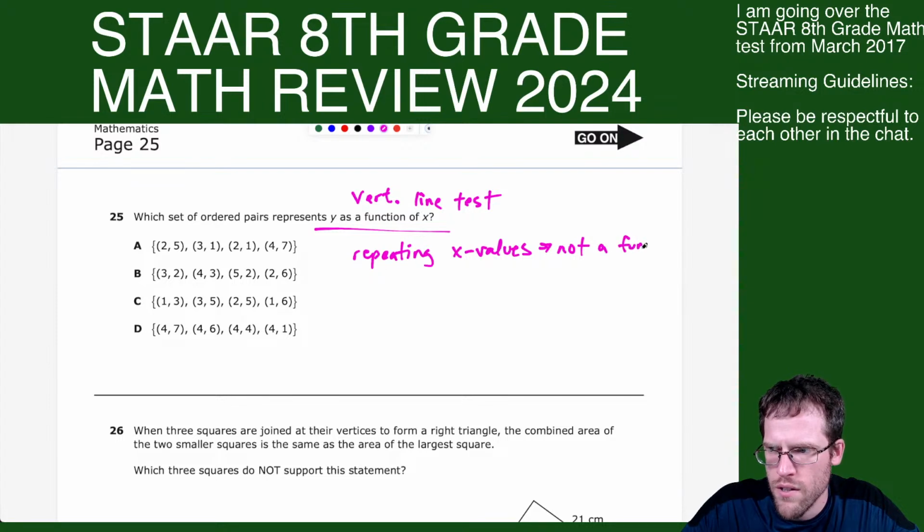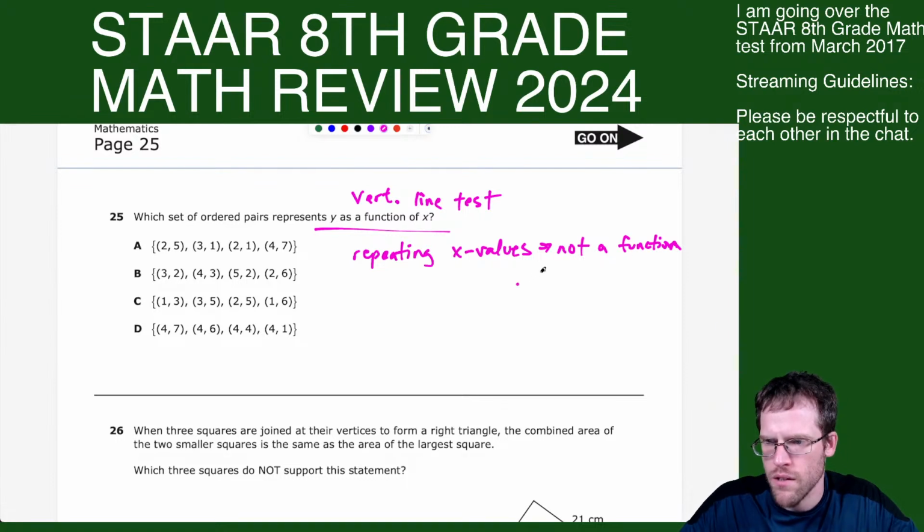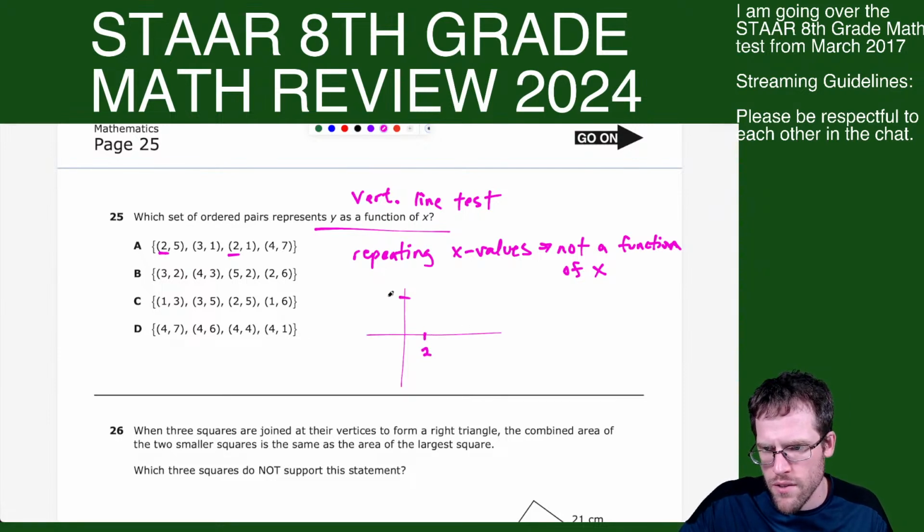And I'll explain why it's not a function of x also. So here, you see 2 shows up twice. If I were to draw this out, 2, 5 is over here, 2, 1 is down here. And I can go ahead and plot the other points, like 3, 1, and then 4, 7 is, let's say, up here. But let me make that a little neater. All right, I guess good enough.